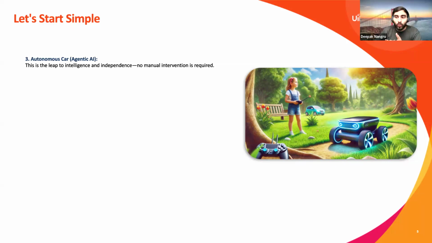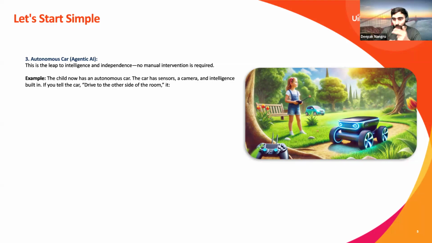So this is a leap to intelligence and independence. No manual intervention is required. It can make sense on its own. The example: the child now has an autonomous car. The car has sensors, a camera, intelligence built in. If you tell the car to drive to the other side of the room, it will. Previously, it would use the sensor to detect objects in the environment, so it will do that.